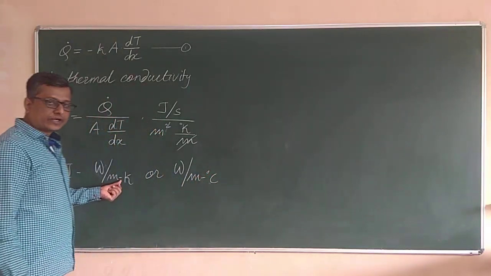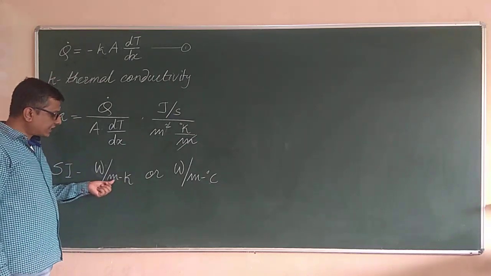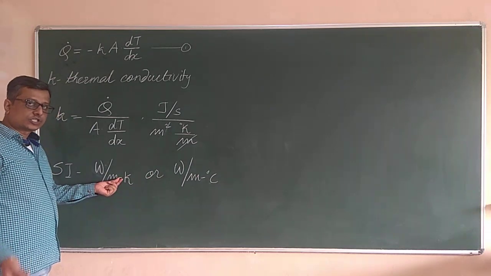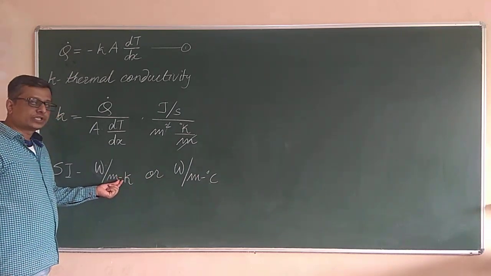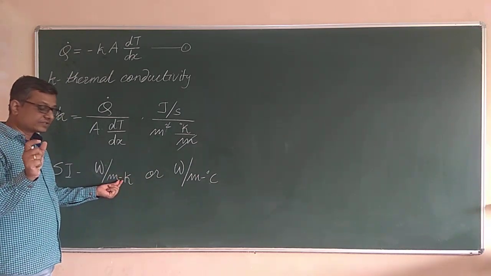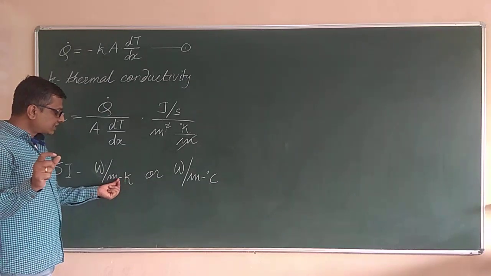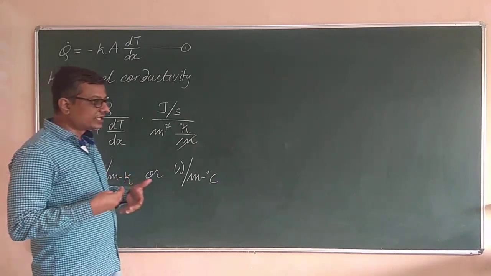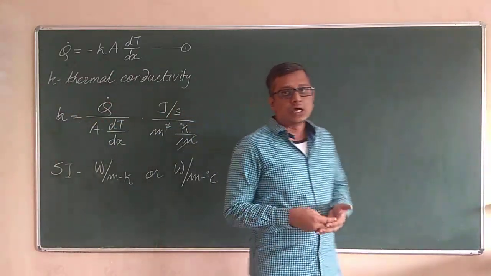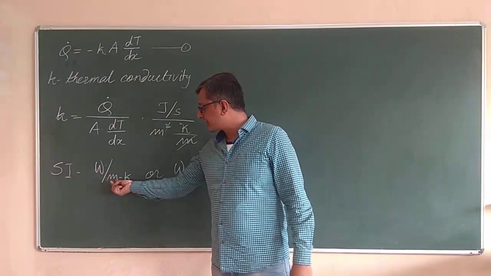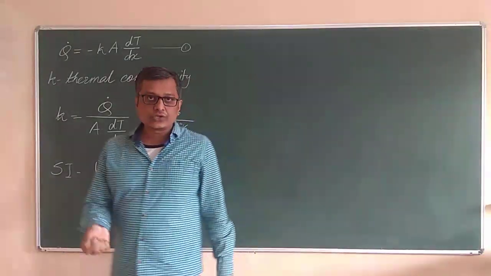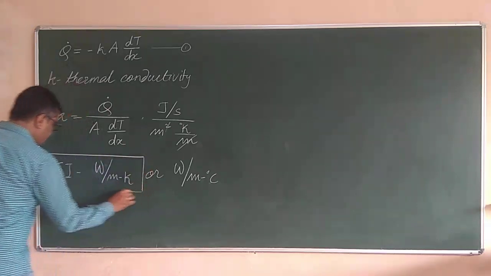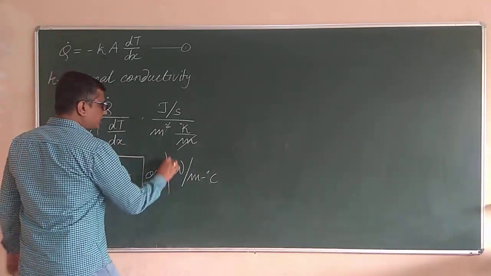A dash has to be provided over here to differentiate between this m and this capital K. Otherwise, if you do not provide the dash, or at least a space, and put M and K directly joined together, it may be misread as millikelvin. It shouldn't happen, and that is the reason a dash has to be provided between meter and Kelvin. So the SI unit we get for thermal conductivity is watt per meter per Kelvin, or watt per meter per degree Celsius.